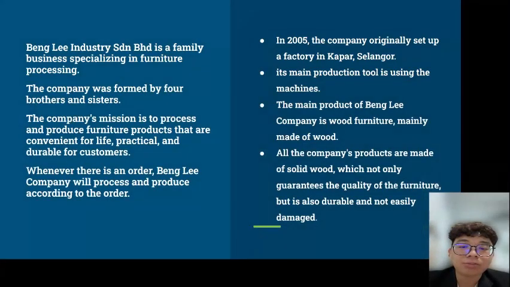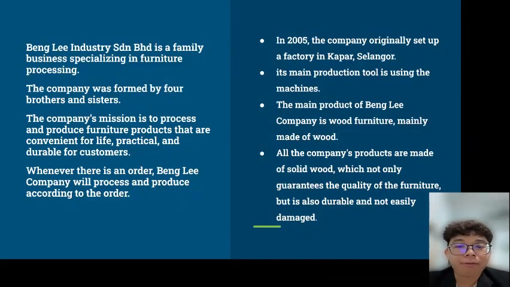Bentley Syarikat Industri Sendirian Berhad is a family business specializing in furniture processing. The company was formed by 4 brothers and sisters. The company's mission is to process and produce furniture products that are convenient for life, practical and durable for customers. Whenever there is an order, Bentley company will process and produce according to the order.